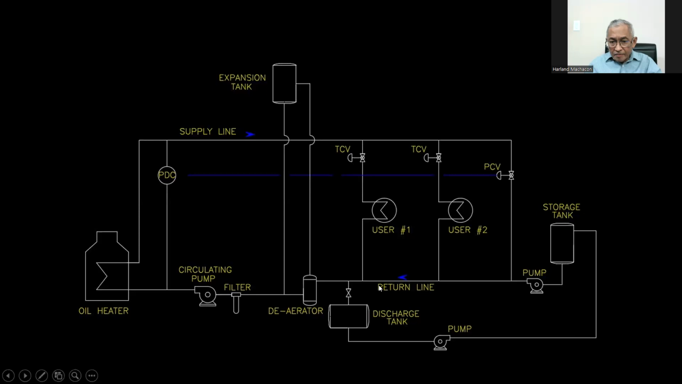We have also a discharge tank, which accommodates the fluid when it is used to empty the system of oil. In case you are going to do major maintenance, and you're going to empty the line, then you open this valve here, and this goes back to the discharge line, and which is then pumped back to the storage tank.